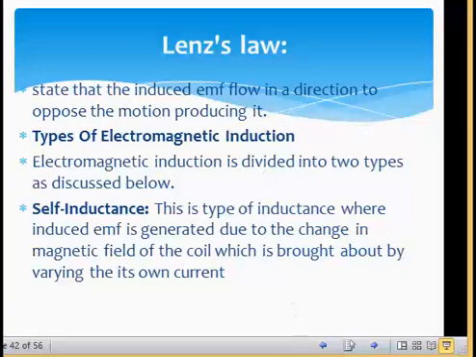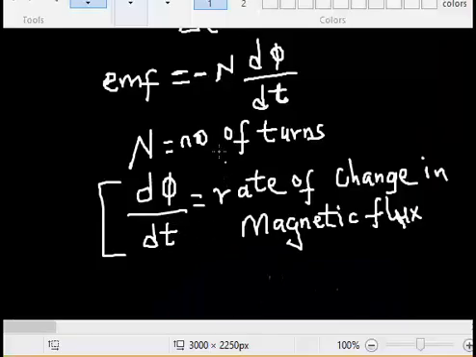In physics, anytime we represent opposing direction, when two things are equal and opposite, we use a negative sign. So this particular negative sign found in Faraday's law of electromagnetic induction is due to Lenz's law. We say that the induced EMF is always in the opposite direction to the change in flux that actually produced it. So please take note of that.